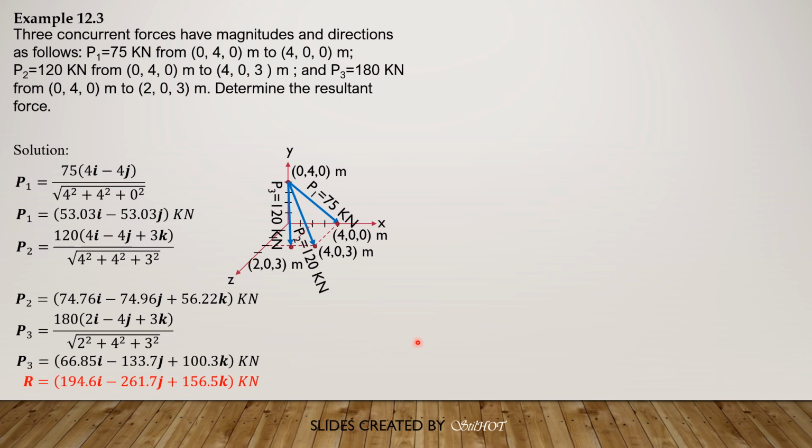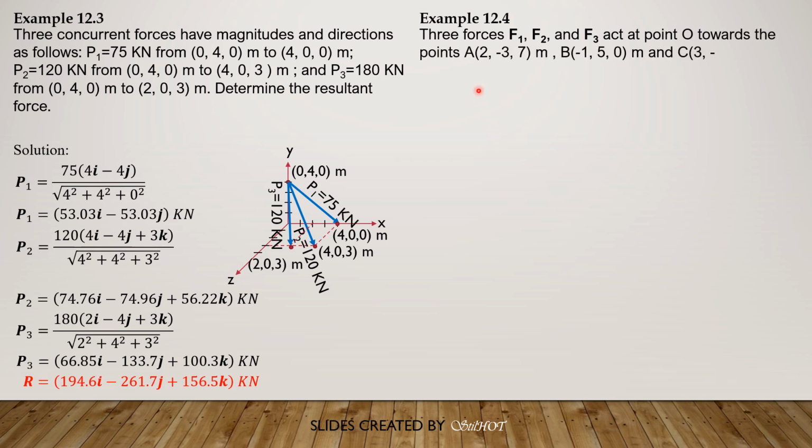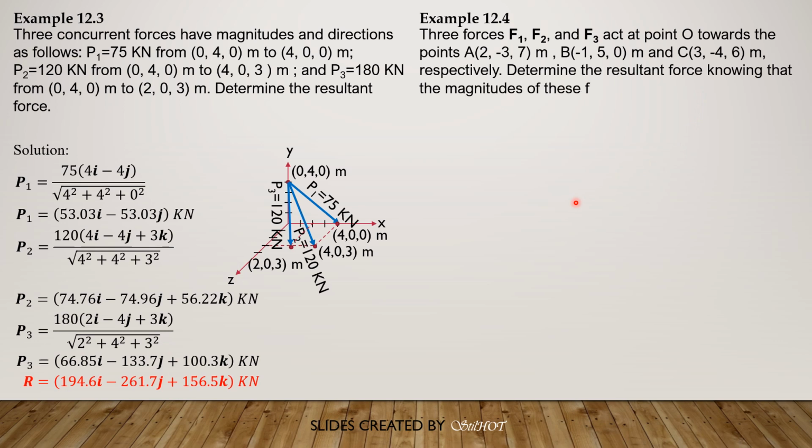So that's the resultant. Okay, let's proceed to example 12.4. Three forces, F1, F2, and F3, act at a point O towards the points A at (2, -3, 7) meters, B at (-1, 5, 0) meters, and C at (3, -4, 6) meters, respectively. Determine the resultant force knowing that the magnitudes of these forces are F1 420 newtons, F2 380 newtons, and F3 275 newtons. Also compute theta y, the angle that the resultant makes with the y-axis.